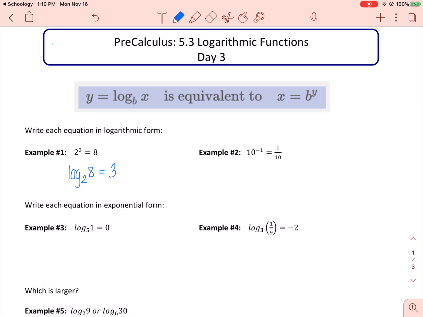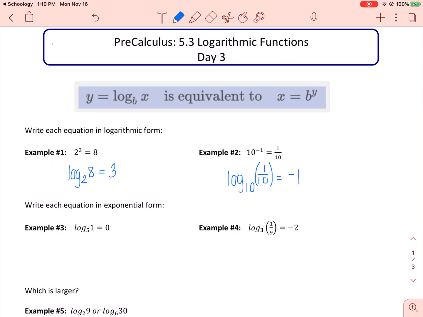Same thing for this next one. Our base is 10. So we have 10 raised to the negative first power. That means it's going to equal negative 1. And x, that argument, is 1/10, is what is inside the log. This is log base 10, you can even put parentheses if you want, of 1/10 equals negative 1.